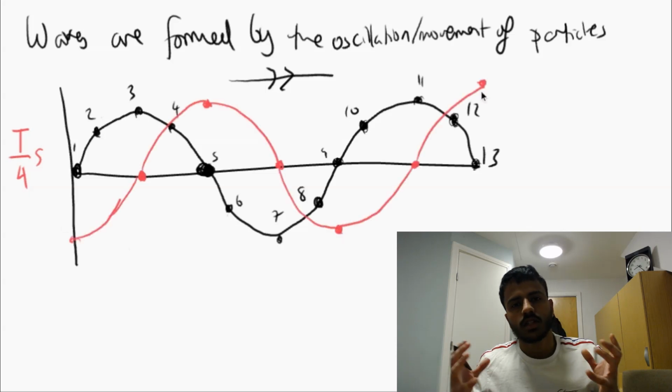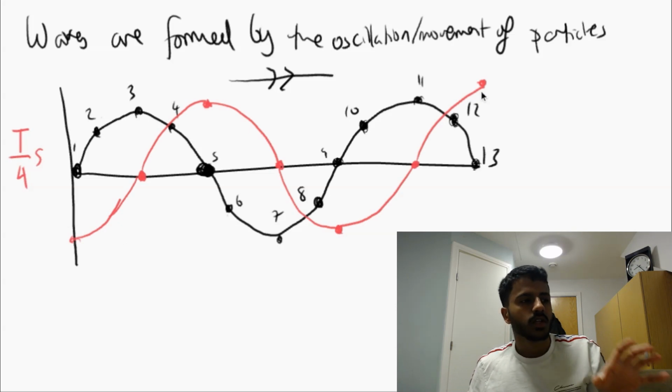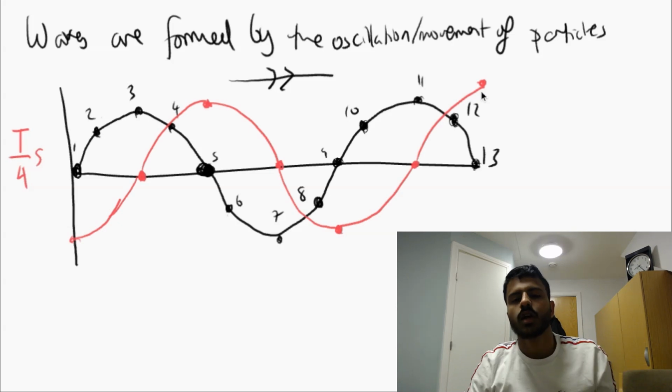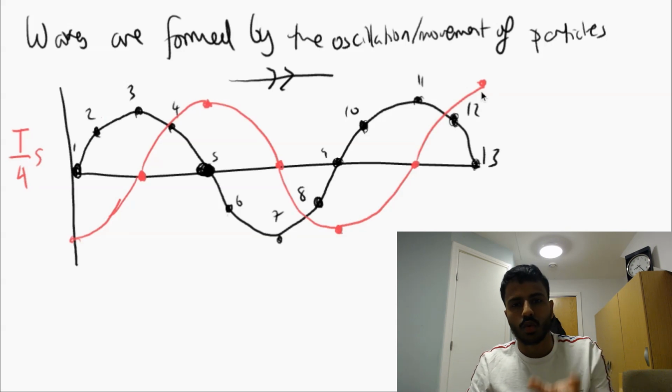So after T over 4 seconds have passed, the black wave will now have moved to the position of the red wave. It moves to the right by a distance of 1/4 of a wavelength.